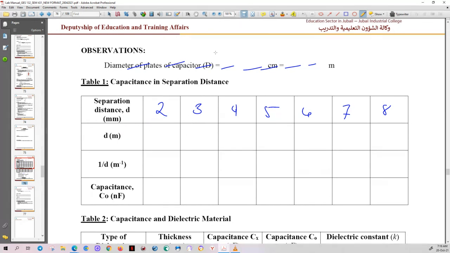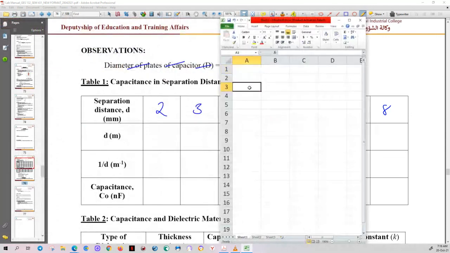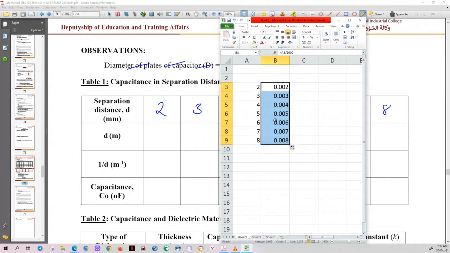Now, one tip I can teach you if you are at home is to use Microsoft Excel to do simple calculations. So how do you make simple calculations using Microsoft Excel? I'm going to put Microsoft Excel here. I'm going to write my millimeter value, 2, 3, 4, up to 8. Then I will take an equation, equal sign, 2 divide by 1000, and I get the answer over there. Click the first number, drag it down, and you will see everything will be divided by 1000.